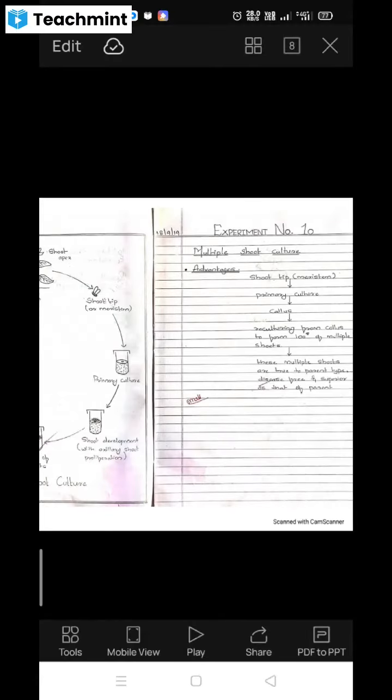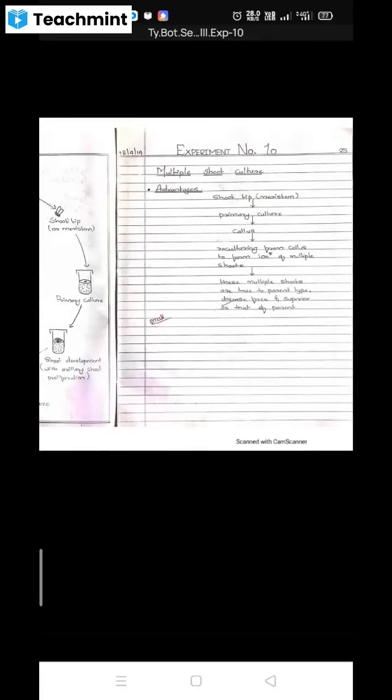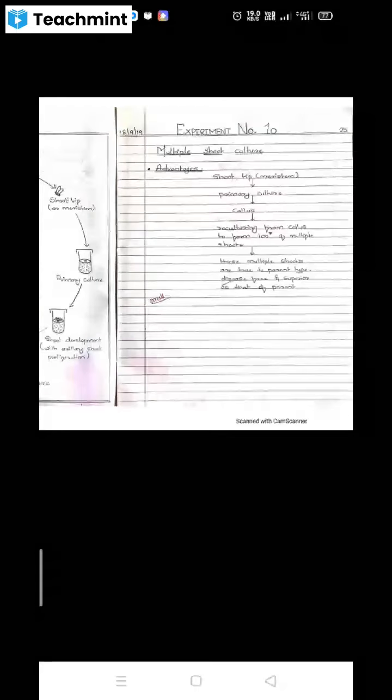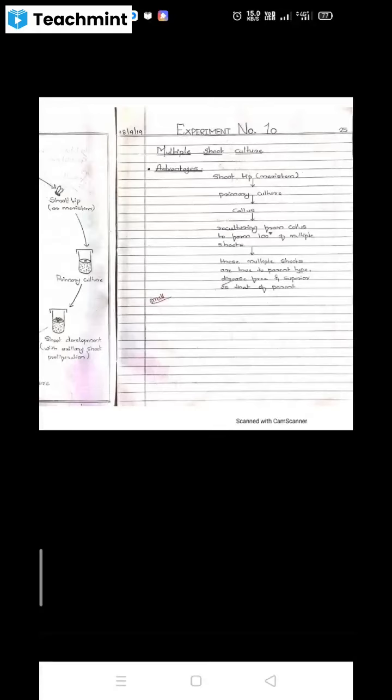So here as an explant we can use the shoot tip or meristem of the plant, then we can grow the meristem on the nutrient medium, so it can form the callus. Then this callus we can again reculture, first of all by cutting this callus, and these callus pieces we can again grow on the new nutrient medium.